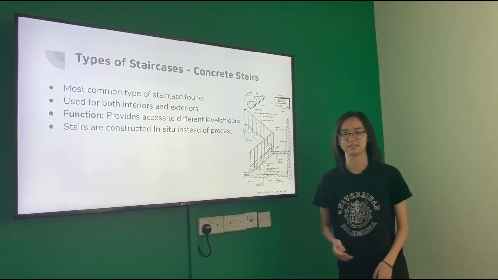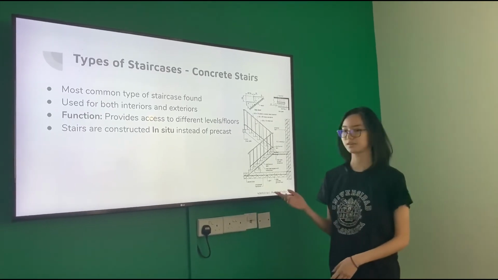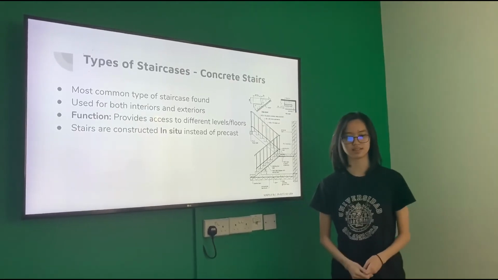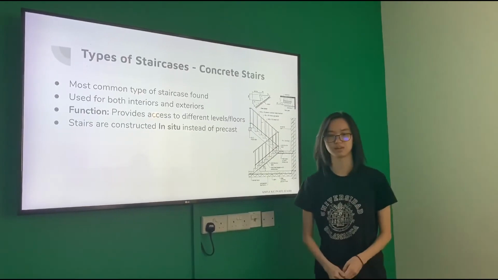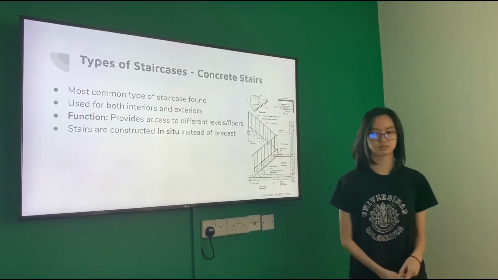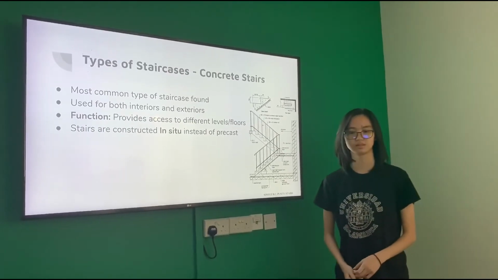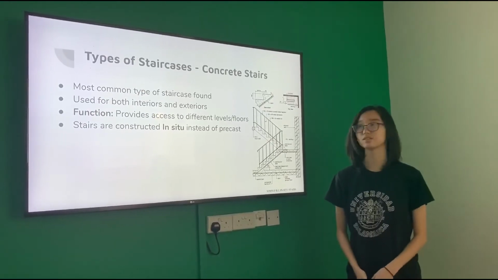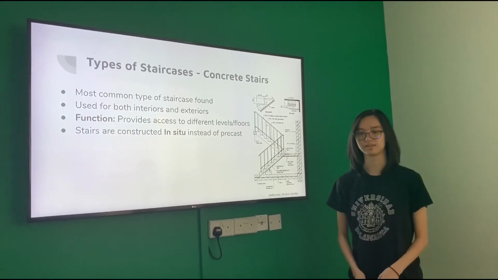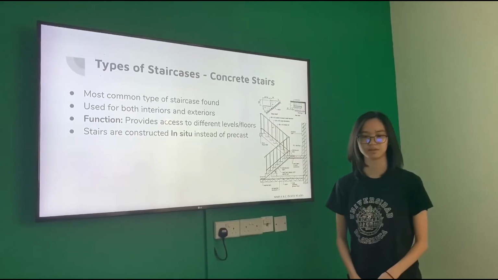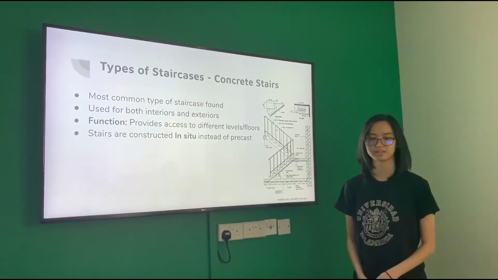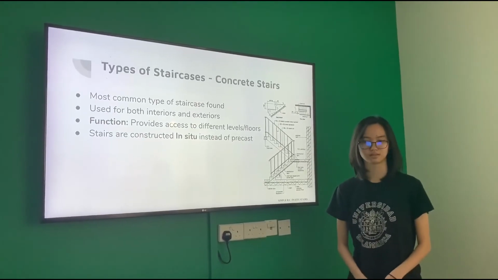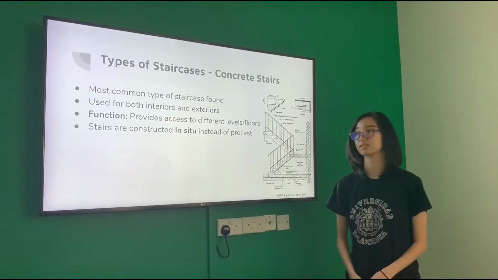So next are the different types of staircase. For concrete staircase, it's made of concrete as the name suggests, and it's the staircase that is most commonly found, be it in schools, apartments, or swimming pools. Concrete is a universal material and so can be used for both interiors and exteriors. The function is to provide access to different levels and floors like basement and upper floors in commercial and residential buildings. Concrete stairs are constructed in situ, which means that they are built on site instead of precast.